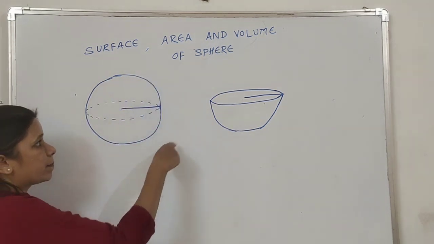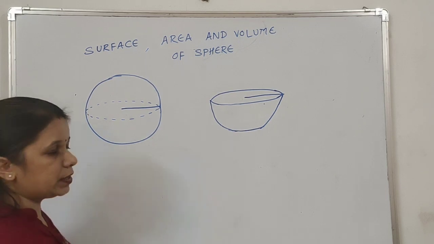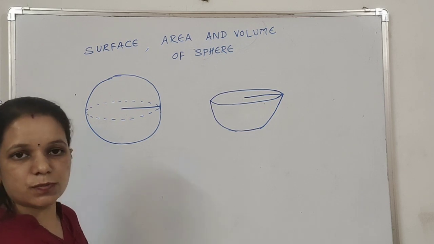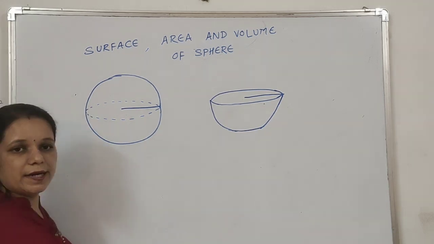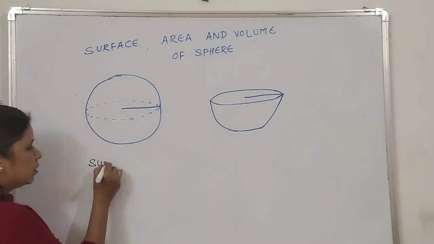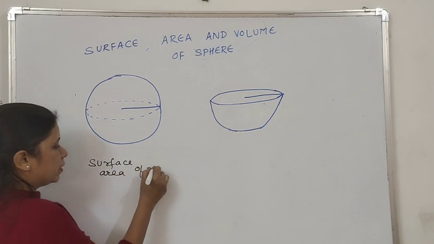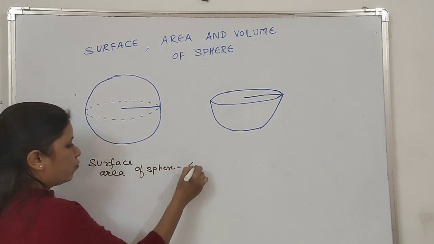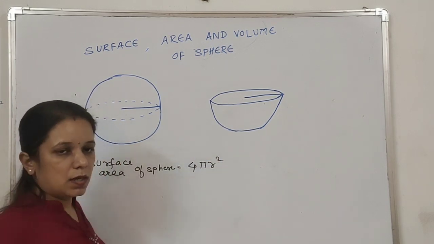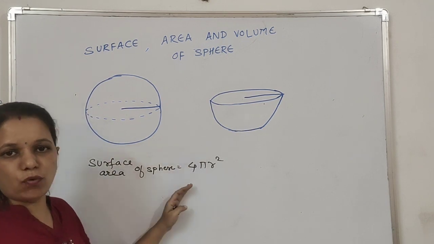This is a sphere. This is the radius of the sphere. It doesn't have any height. Sphere को height नहीं होती. Now to find the surface area of a sphere, the surface area of a sphere is given by the formula 4 pi r square. Pi r square is the area of a circle, into 4.